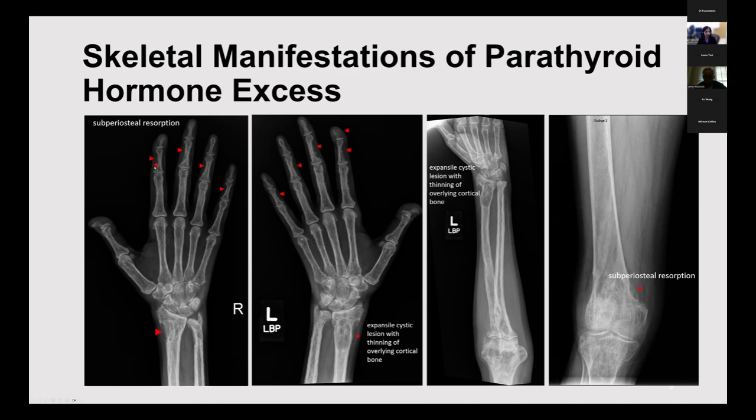It typically occurs on the radial side, as seen in both hands of this patient. You also see an expansile cystic lesion with thinning of the overlying cortical bone in the radius of this patient. And again, this expansile cystic lesion with overlying cortical bone. And there is subperiosteal resorption seen in the femur of this patient as well.